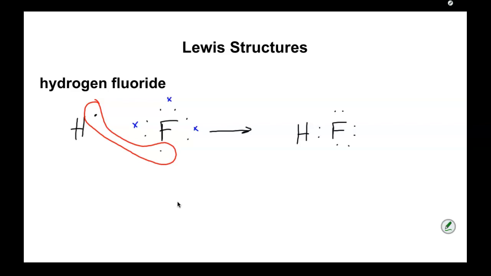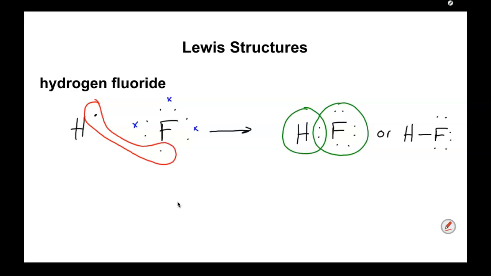The next thing I'm going to do is circle my 8 electrons. There's 2 for hydrogen because it's like helium, so it's stable. Fluorine has 8 valence electrons. It's like a noble gas. It's stable. And then I'm going to transfer my picture, and I'm going to change those shared pairs to a dash. Remember, shared pairs, bonding pairs, turn into a dash.